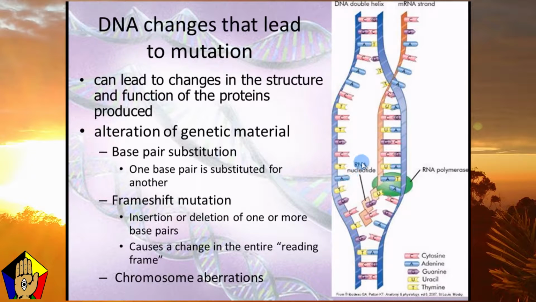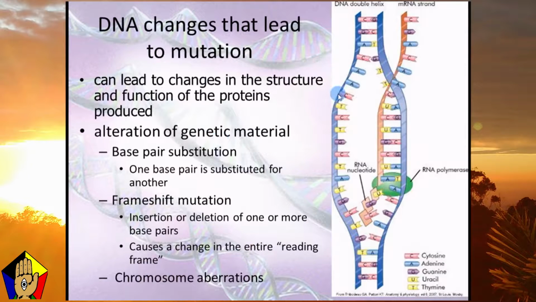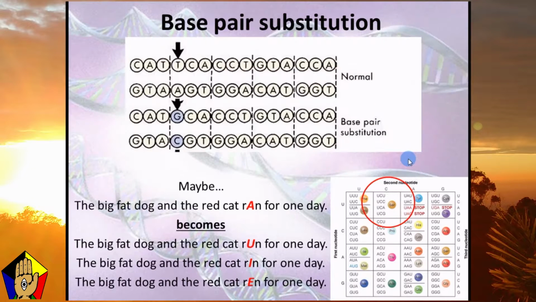So a base pair substitution, I'm going to show you on the next slide, right, is when you take that whole long alphabet. So here's your DNA. You can see all of the letters, and we just cut out a section of these letters right here. And you can see that code, and this is in your textbook. If you take one letter and you substitute it with something else, you change what this whole word is. Remember, this codon is now changed. So if you had this sentence up here, let's say it translates as: the big fat dog and the red cat ran for one day.